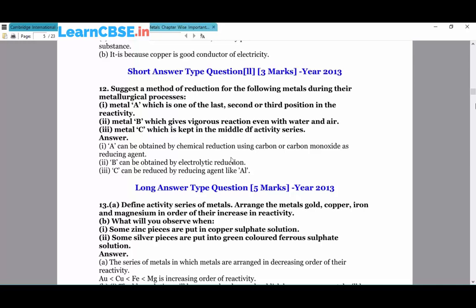The metal B, which gives a vigorous reaction even with water and air. So it means that B is present in the high reactivity series metals. So it has to be obtained by electrolytic reduction. Metal C, which is kept in the middle of the reactivity series. So it can be reduced by reducing agents like Al.